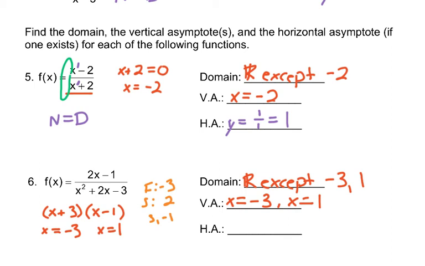To find your horizontal asymptotes, you have to look at the exponents. The biggest exponent on the top is 1, and the biggest exponent on the bottom is 2. So the numerator is less than the denominator. Whenever that happens, our horizontal asymptote is always y equals 0. So anytime the bottom is bigger, our horizontal asymptote is at 0.